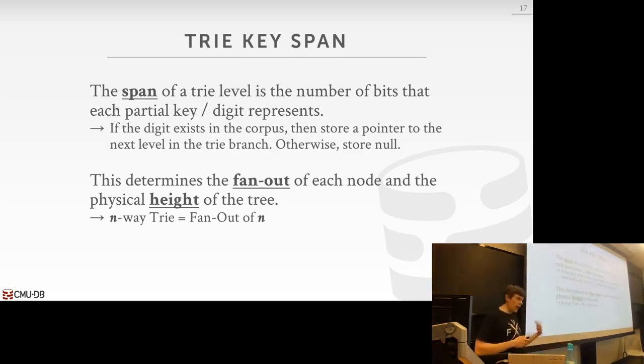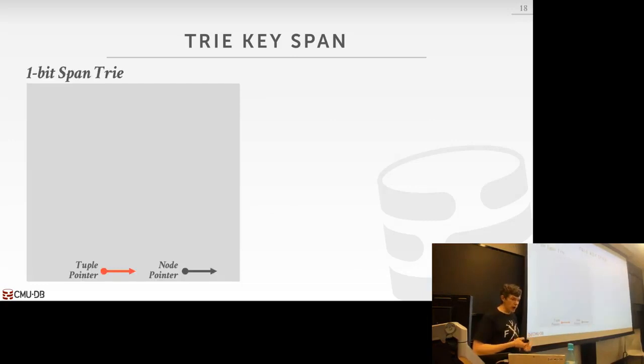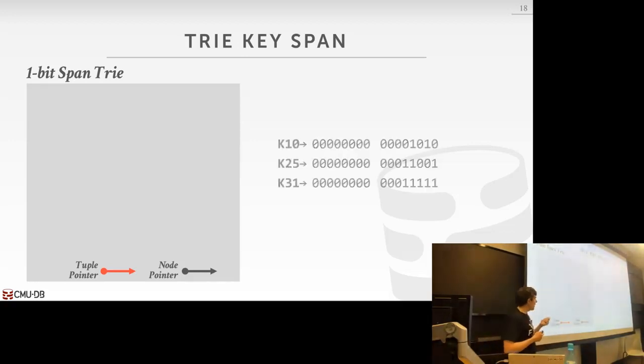So the simplest trie you can store is a one-bit trie. At each level, I'm going to discriminate on a digit of a single bit. So let's say I want to store these three keys, 10, 25, and 31. It's a one-bit trie, so at each level, we're going to look at one bit. Here's the binary form of these three numbers. Normally these would be 32-bit or 64-bit, but for simplicity I'm showing them in 16 bits.